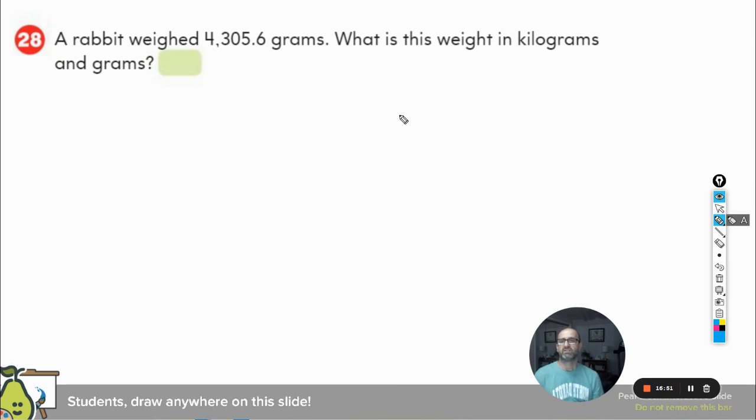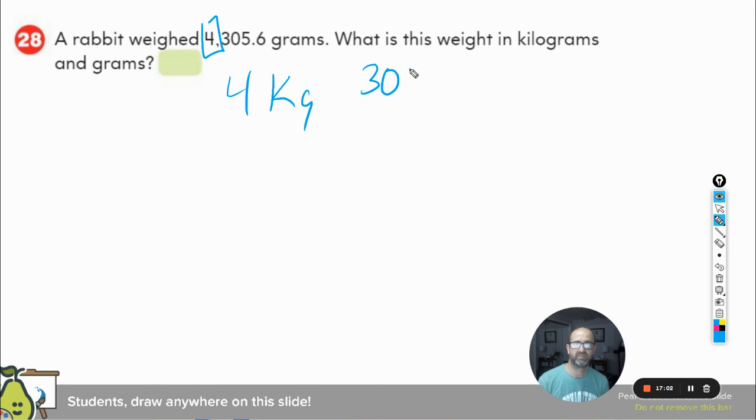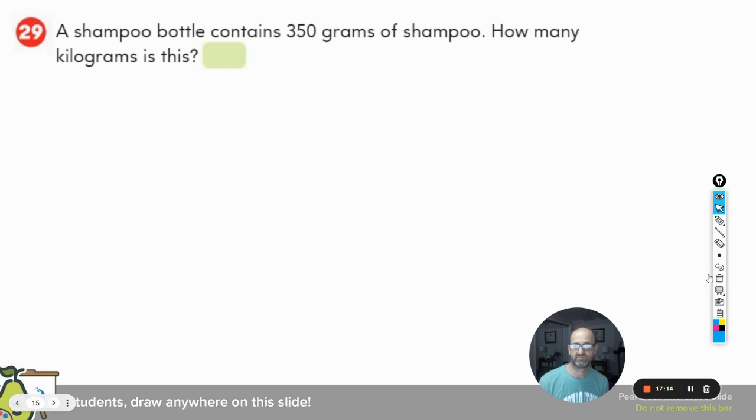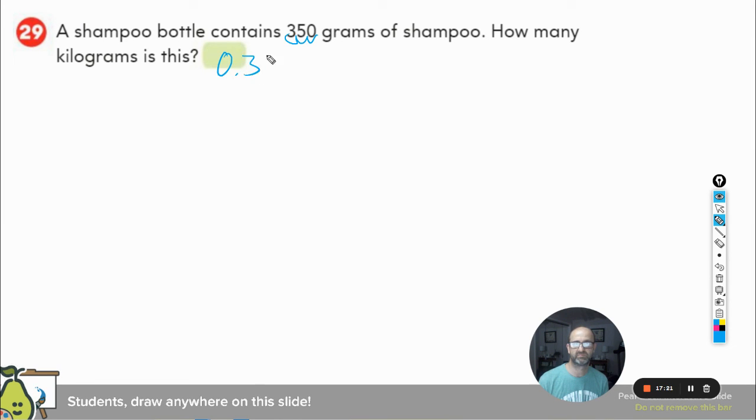All right. Weighed 4,305.6 grams. What's the weight in kilograms and grams? 4 kilograms, 305 and 0.6 of a gram. Boop. Got it? Good. Grams to kilograms, divided by 1,000. 1, 2, 3. There you go.